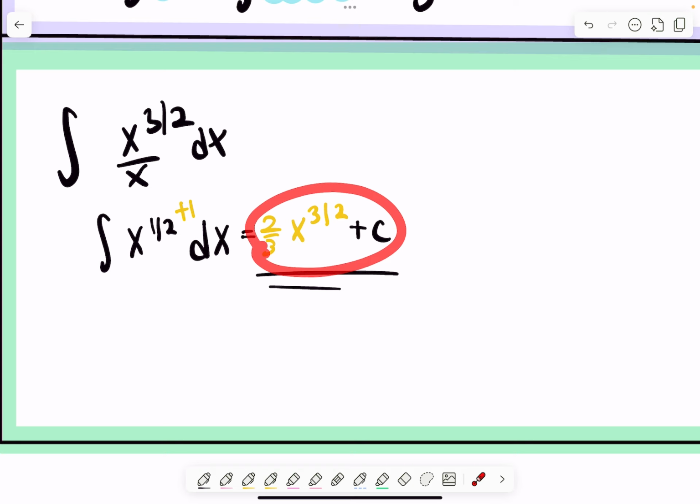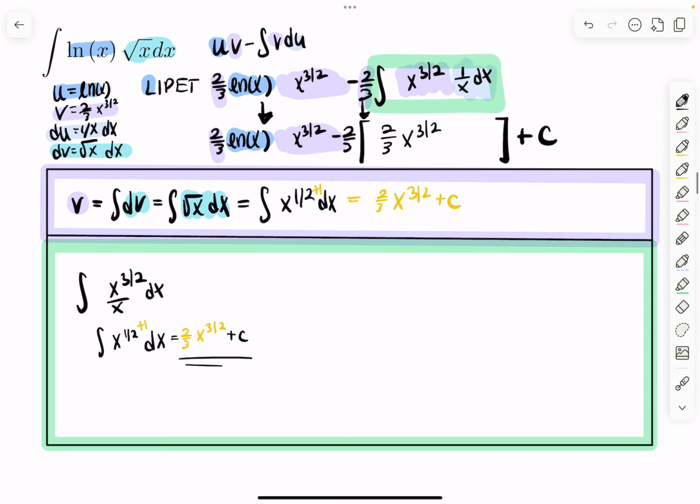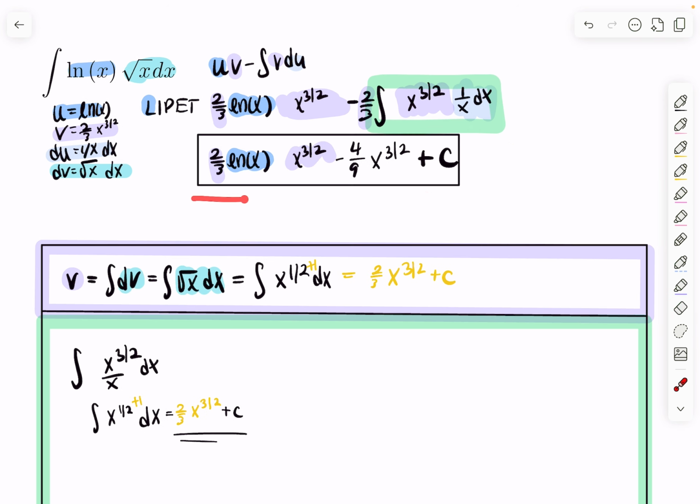So now that I have my answer, I can zoom out and plug it into here. So 2/3 x to the 3/2, and we don't care about the plus c's again throughout the process because at the end of the day, our answer is just going to have 1 plus c, it's already there. And then we can simplify by bringing this in, so it becomes negative 4 over 9, and then take this away, and the brackets away, and then bring everything together, and that is your answer. This integral is equal to this.